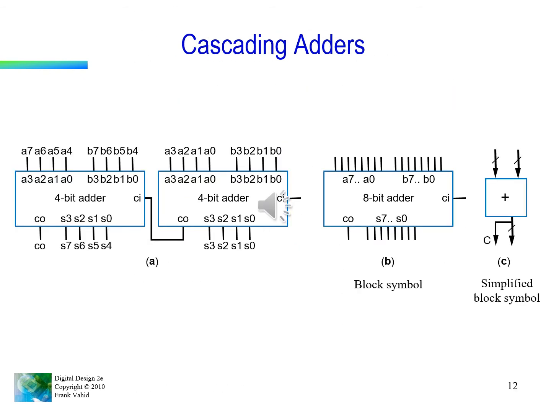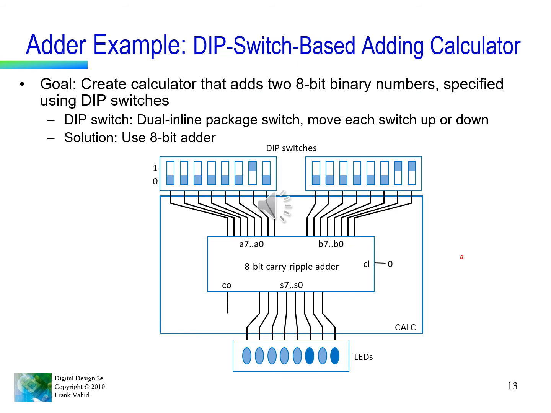If we want to add two 8-bit numbers, A is an 8-bit number and B is an 8-bit number, what we do is we cascade two ICs of a 4-bit adder. When we give the carry out of the first IC to the carry in of the second IC, this becomes an 8-bit adder. So you can see an example.